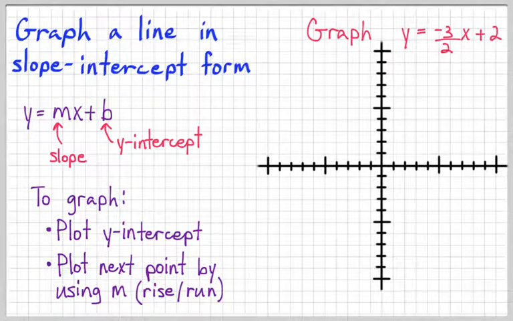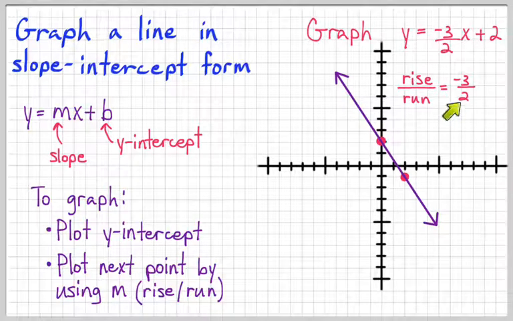Let's graph y equals -3/2 x plus 2. So first, I know that my y-intercept is 2, so I plot that on the y-axis here. Then slope is rise over run. Slope is -3 over 2. So that would be a rise of -3, in other words, down 3, and the 2 is positive, so I go to the right 2. So I'm going to start at my y-intercept and go down 3 and to the right 2, and I will put a dot right here, and then I will connect the dots.